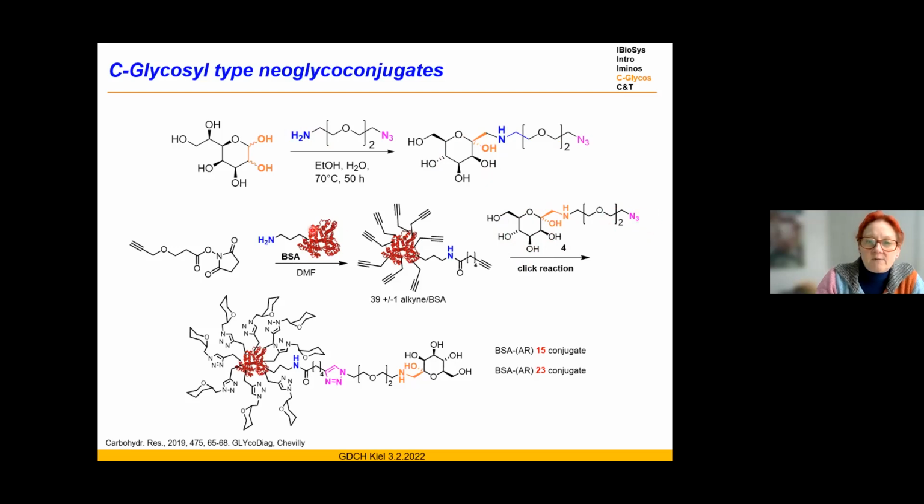And next we have to modify the BSA with this succinimidyl-activated alkyne compound. We did an amide bond formation. This is how we introduced the alkyne motifs on BSA. And we obtained a multimer where we found 39 alkynes. And then in a click chemistry reaction, we simply click the azide to the alkyne in order to have the mannoside presented on BSA as a multivalent core. We obtained two main products, one presenting 15 mannoside residues and one 23.